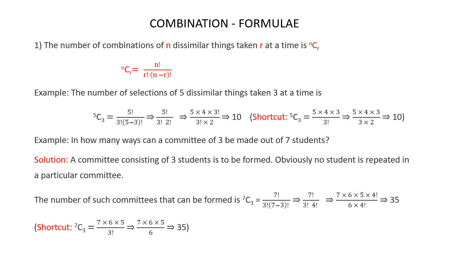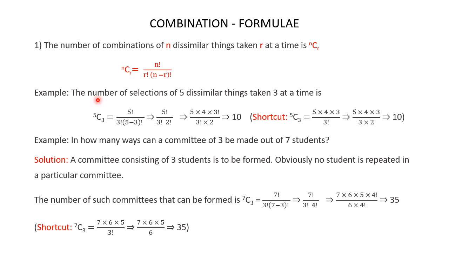Here are a few formulae which will help you to solve problems on combinations. The number of combinations of n dissimilar things taken r at a time is given by nCr, and nCr is equal to n factorial divided by r factorial multiplied by n minus r factorial. Now let's understand this with the help of a few examples.